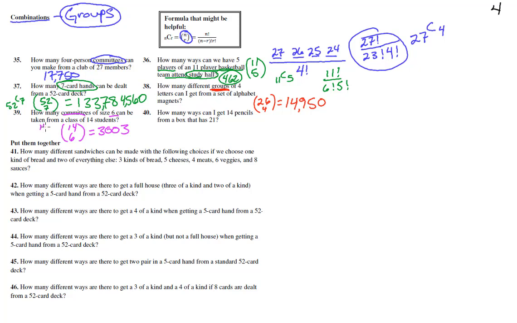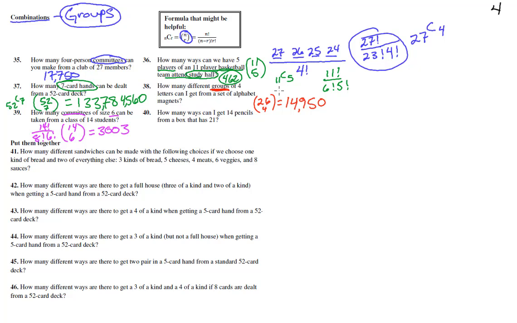And again, this is 14 factorial over 8 factorial, 6 factorial. You should note, I'm going to bring up just something really quick, that 14 choose 6 and 14 choose 8 are the same number because these 6 and 8 would switch places. 26 choose 4 and 26 choose 22 would give you the same number. 11 choose 5 and 11 choose 6 would give you the same exact number.